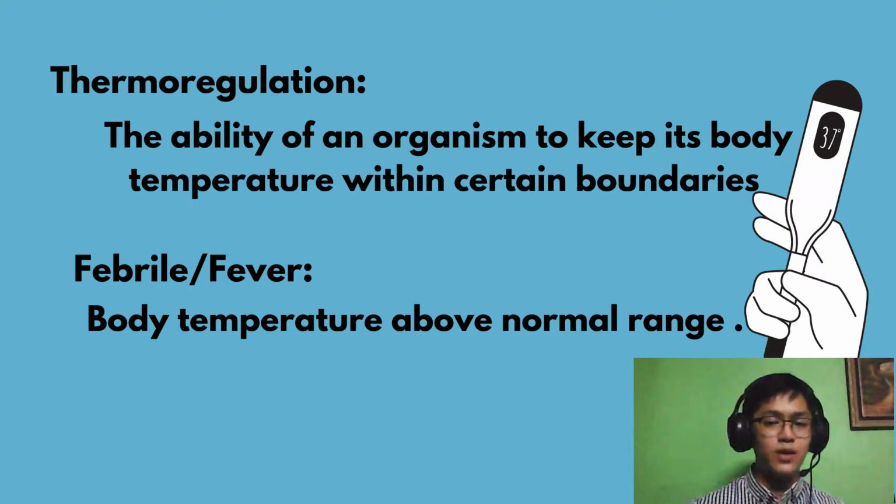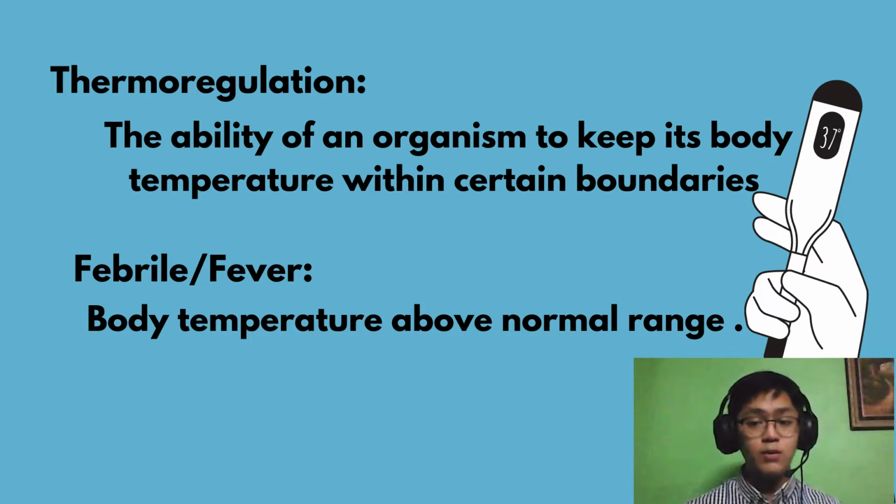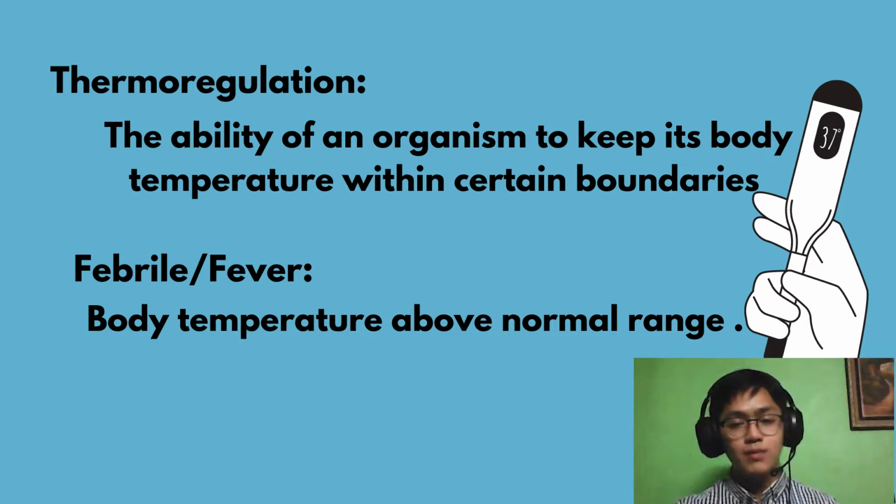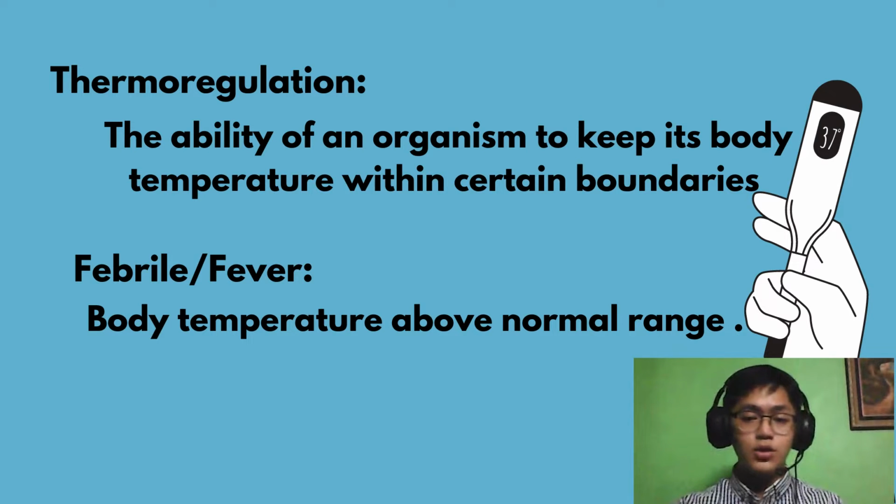And if you're going to ask me what the normal range for body temperature is, it is 36.0 degrees Celsius up to 37.2 degrees Celsius. In some references it does vary, but we will be following in our class that the normal body temperature range is 36 degrees Celsius up to 37.2 degrees Celsius.